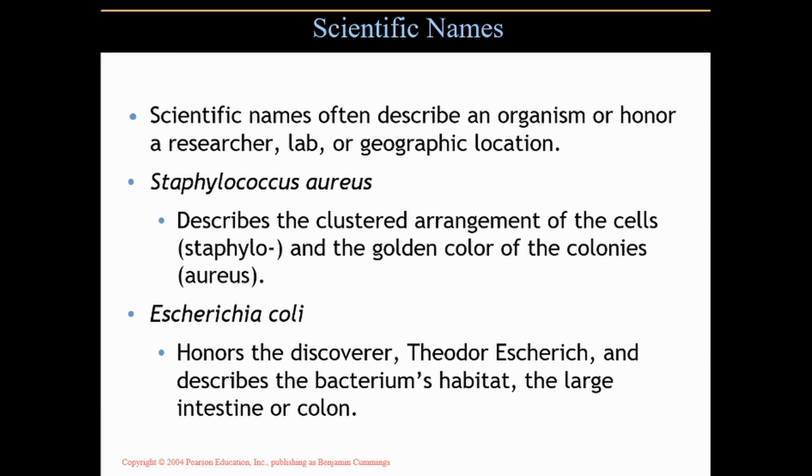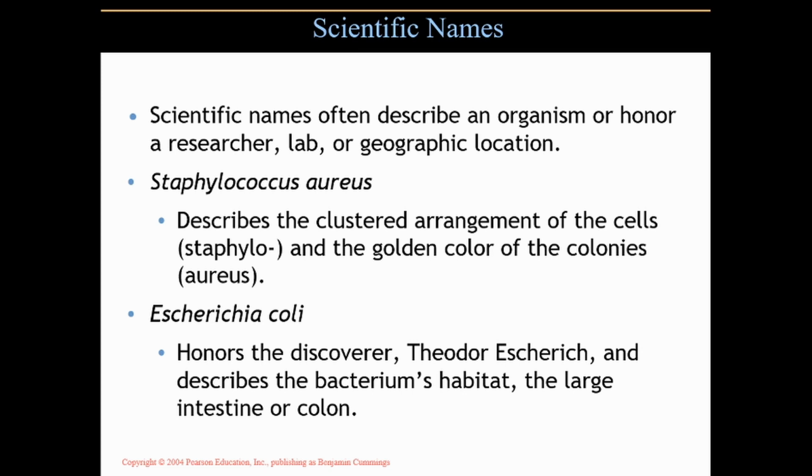They can describe an organism, honor a researcher, a lab, a geographic location. So the two that I've given here, the first one's name is very useful in terms of describing something about that organism. The second one, not so much. Staphylococcus aureus. So you can break this down into the first word into two parts, and then we have aureus. Staphyle comes from the Latin word that means clustered, and coccus comes from the Latin word that means round or spherical, and then aureus means golden.